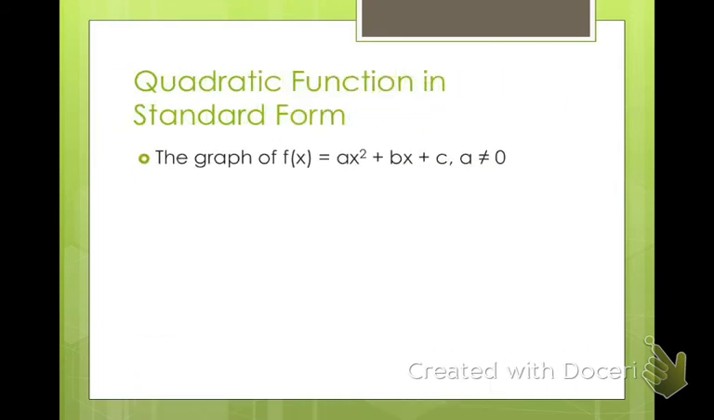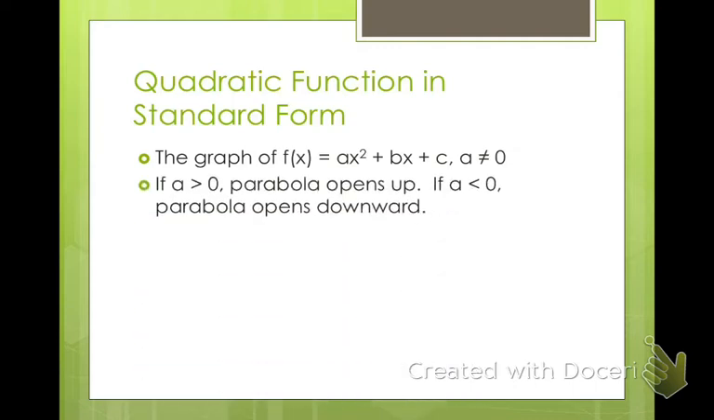Okay, so when we have a quadratic function in standard form, if a is greater than 0, it opens up. If it's less than 0, if it's negative, it opens downward, which we've already talked about. The axis of symmetry is, at this point, -b over 2a. So you find whatever your b is, make it the opposite, and you divide by 2 times whatever your a value is.